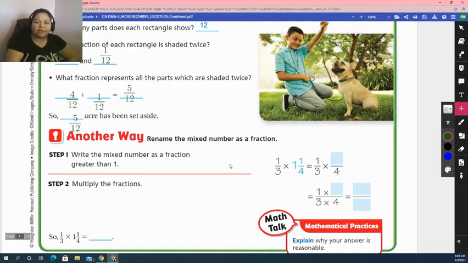How do we do that? We're actually going backwards. Remember how we had a fraction greater than 1, and we would have to rewrite it as a mixed number. So now we're going the opposite way. These are the steps you're going to do. Our mixed number here is 1 and 1/4. You are going to multiply.